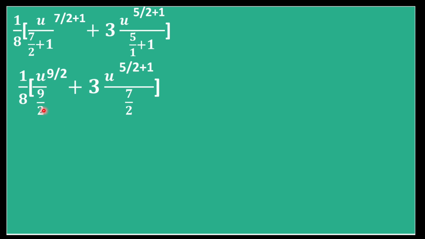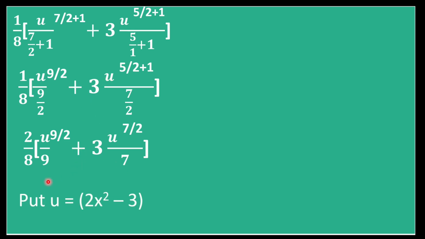And now this 9/2 will flip, and this 2 will come here, and similarly this 2 will come over here. Then we will take this 2 common from here. So overall this equation will become 2/8, and here the remaining term will be 9, and here the remaining term will be 7. So we can write this equation like this, and then we will put back our supposition, which was u equal to 2x² − 3.